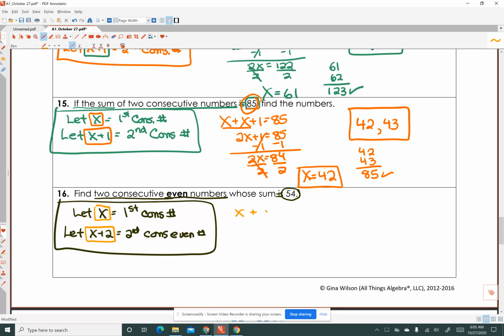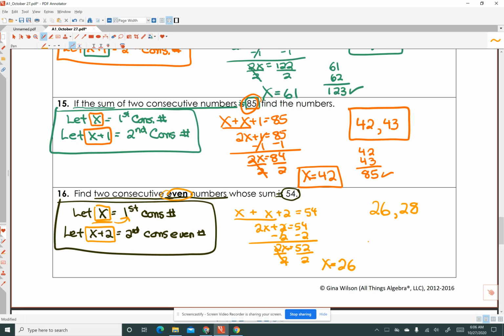X plus X plus 2 equals 54. Let's combine like terms. 2x plus 2 equals 54. Let's subtract 2 from each side of the equation. 2x equals 52. And let's divide by 2. And x equals 26. So our first consecutive number, remember we said let x equal the first consecutive number. So the first number is 26. Now remember, these are consecutive even numbers, so the second number is 28.